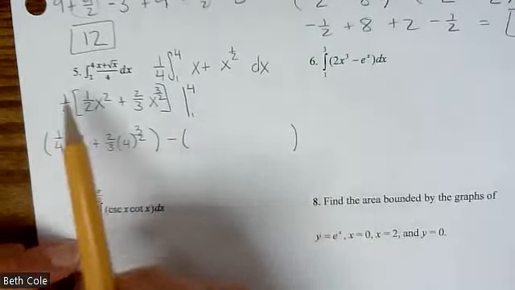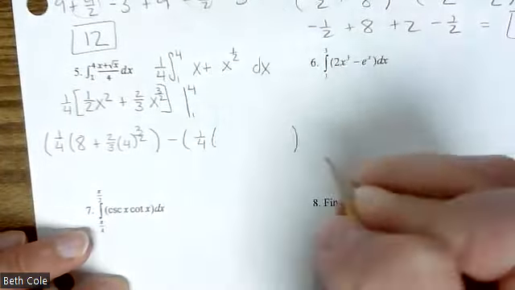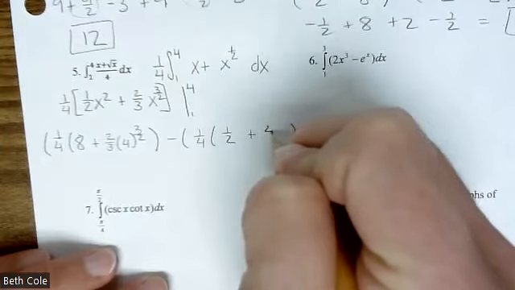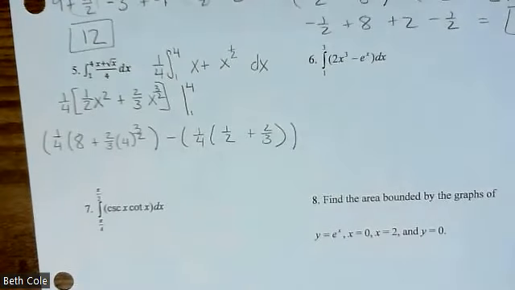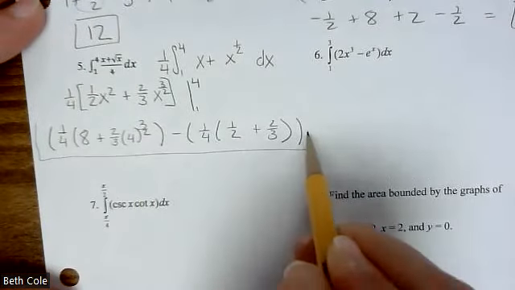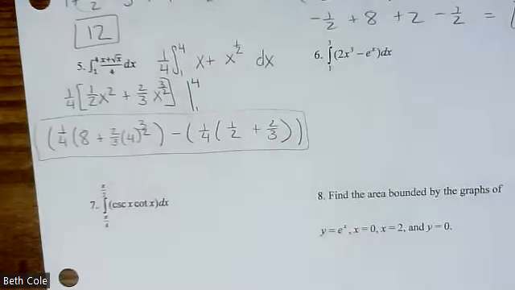All right, and then we're going to plug in 1. So that would be 1/4 times, if you're plugging in 1, that would be 1/2 plus 2/3. 1 to any power is just 1, so that's kind of convenient. And I'm going to just leave that. This is the answer. So sometimes it works out kind of nice, and sometimes it's a complete disaster.